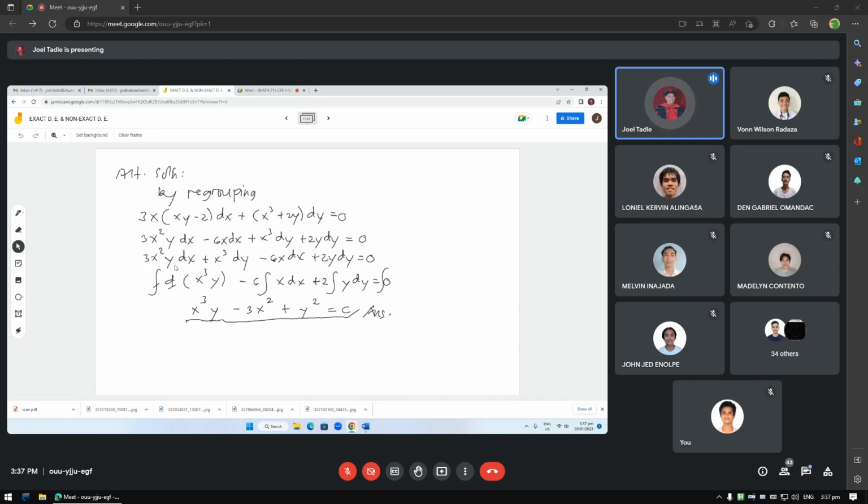Then, kung ato ni siyang i-integrate ang derivative of the product x cubed y, the answer is the product itself. Then, the integral of 6x dx is negative 3x squared. Then, the integral of 2y dy is positive y squared. Integral of 0 is constant. So, we got the same answer here.